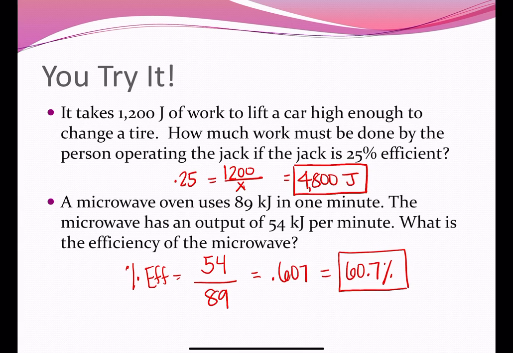So on the first one, you should have gotten 4,800 joules. And on the second one, you should have gotten 60.7% efficient. Okay? So I've worked those 2 problems there. Hopefully you got those pretty easily.